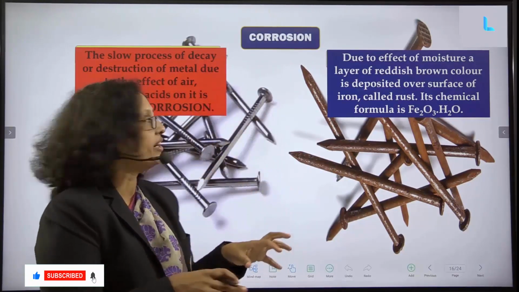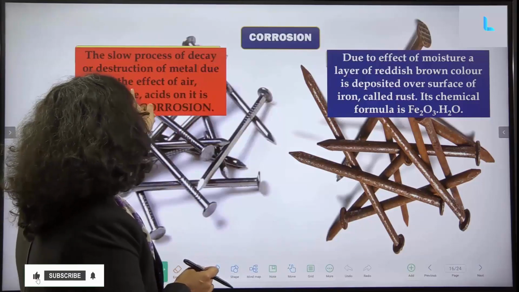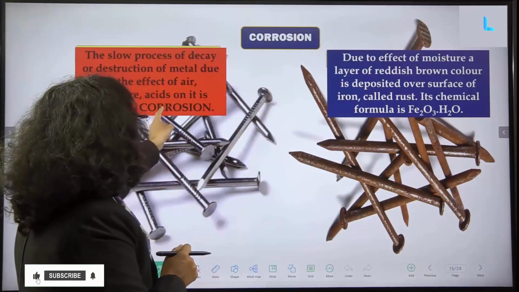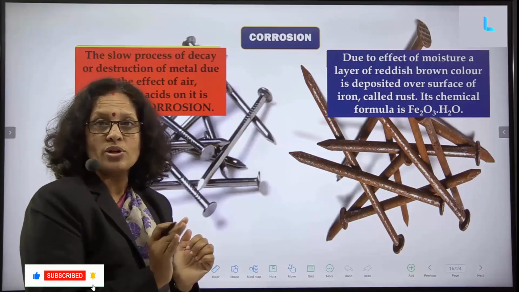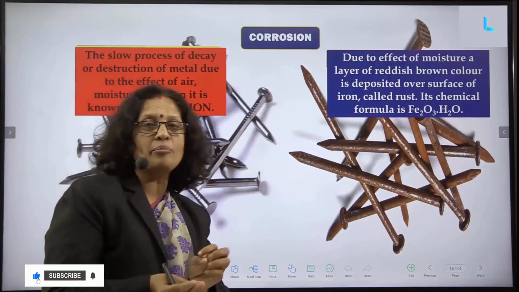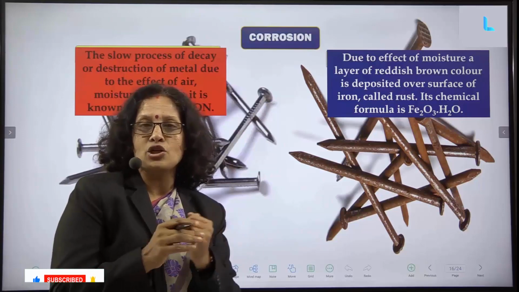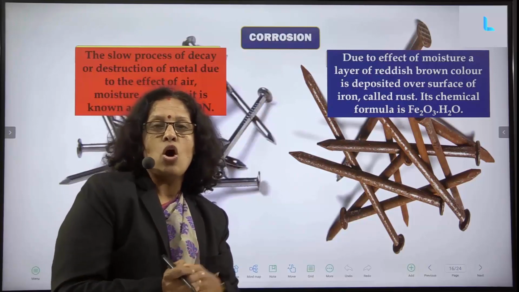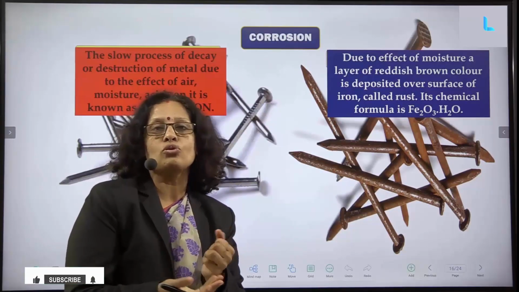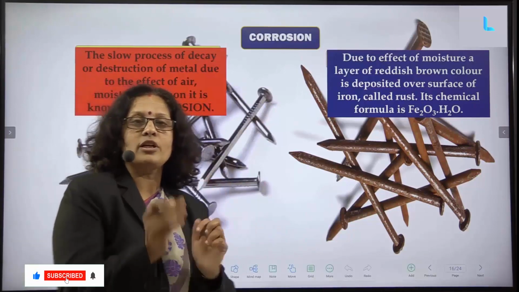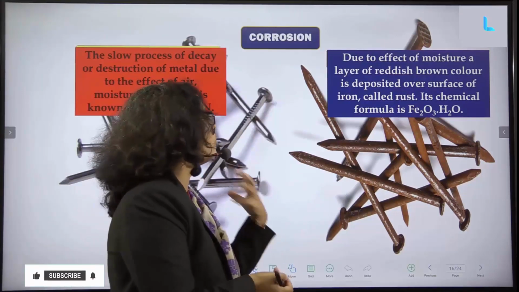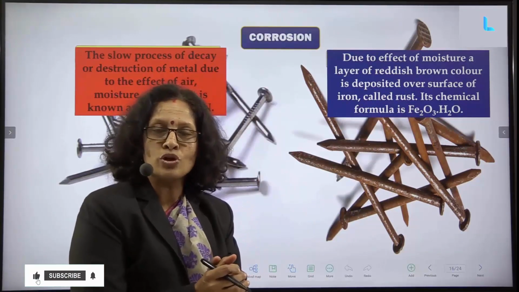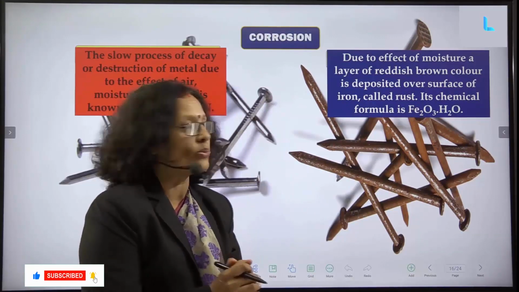Corrosion is degrading. The slow process of decay or destruction of metal due to the effect of air, moisture, and acids on it is known as corrosion. Rusting of iron is one example. Tarnishing of silver articles, which turn dark black, is also called corrosion, and copper articles turning green is also corrosion. So corrosion is the slow degrading of a substance in atmospheric conditions due to the effect of moisture. Here simultaneous oxidation and reduction happen in corrosion, and that is why it is called an electrochemical process.